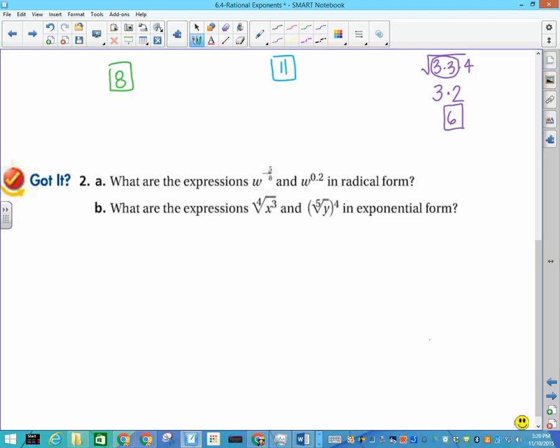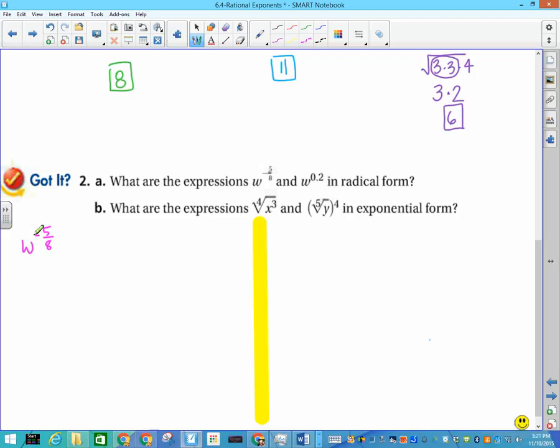Okay, so look at number 2. We kind of got two problems here, 2a and 2b. What are the expressions w to the negative 5/8 and w to the 0.2 in radical form? So I'm going to do two of these on one side. I'm just going to divide this in half real quick here. Okay, so we have w to the negative 5/8.